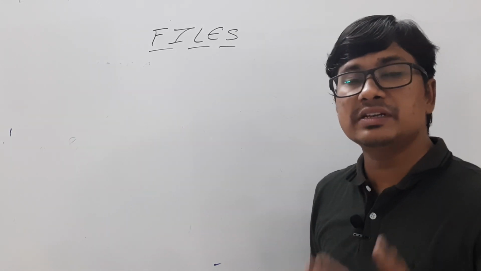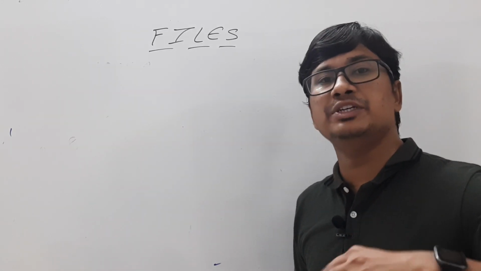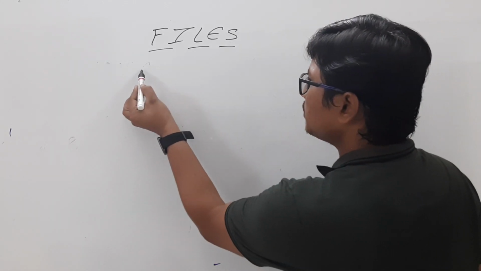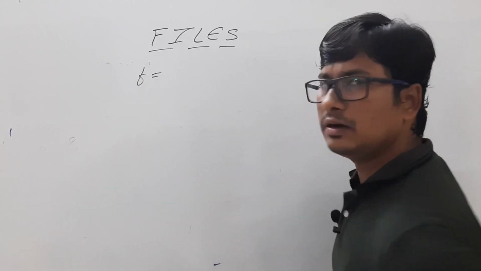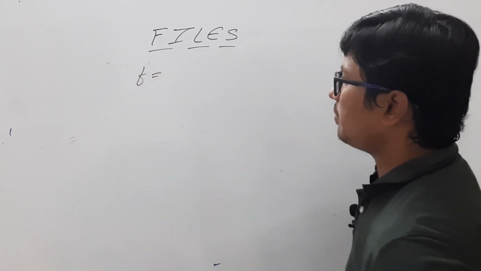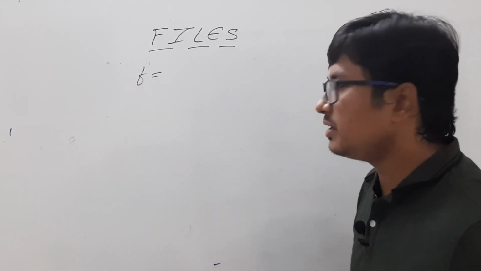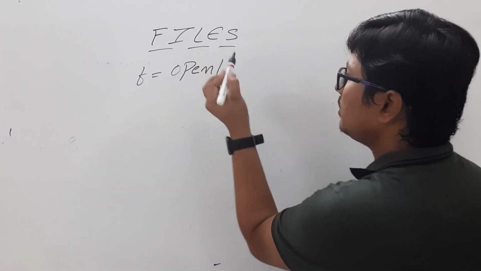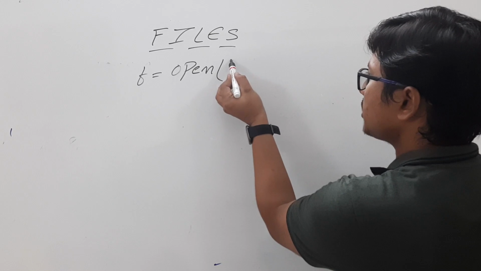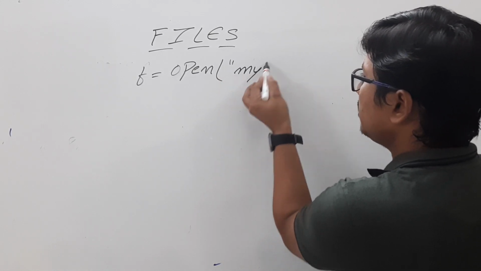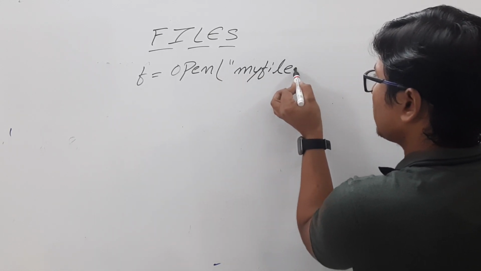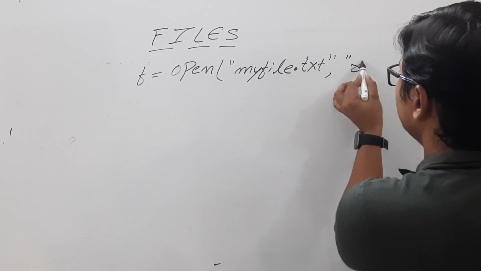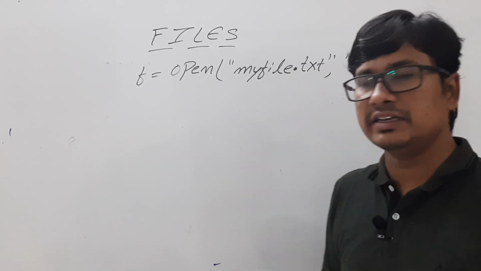First, I want to discuss how we can read the information from the file. To do that, I need to open the file. I'm using a file object called f. Then I want to open the file in the read mode. Suppose I'm giving myfile.txt in the read mode. If I specify it as R, then it is a text file.